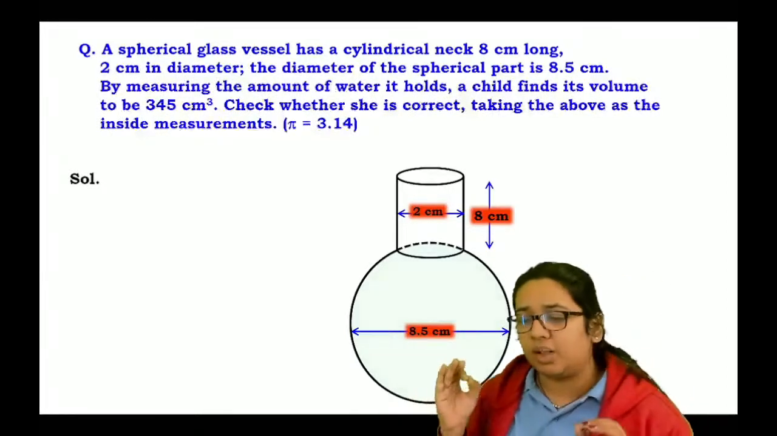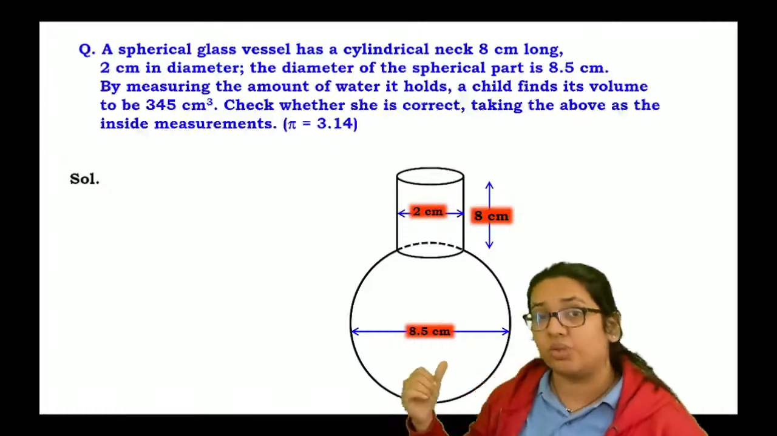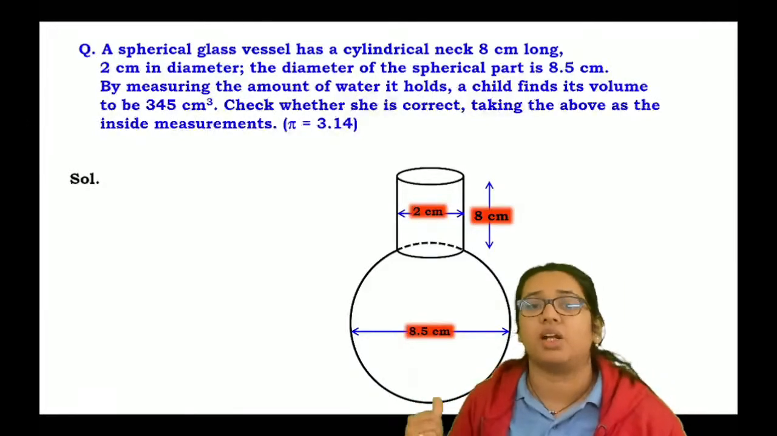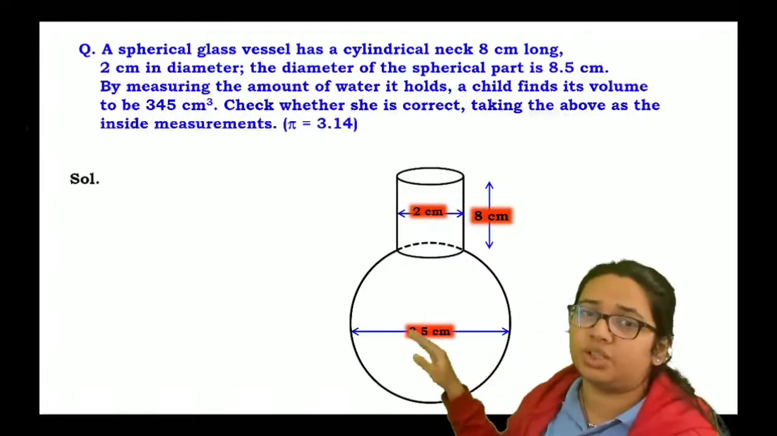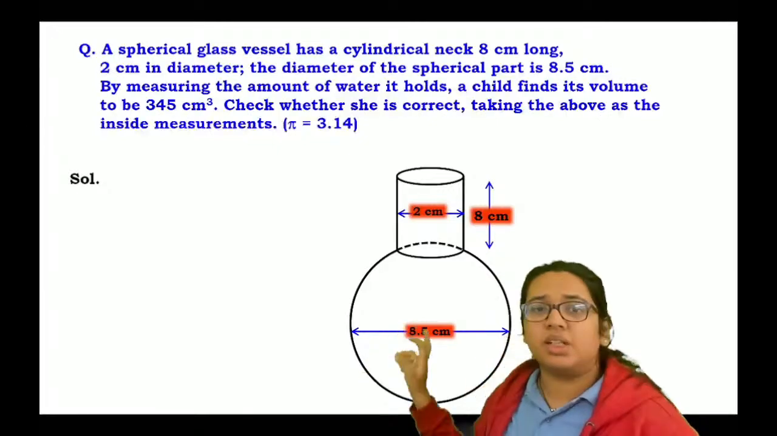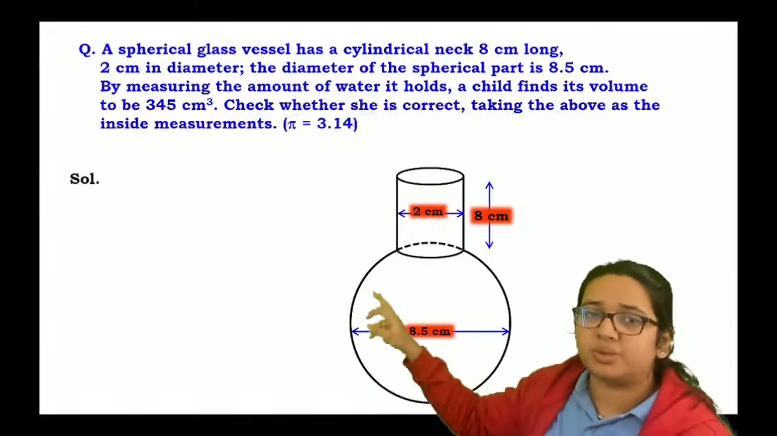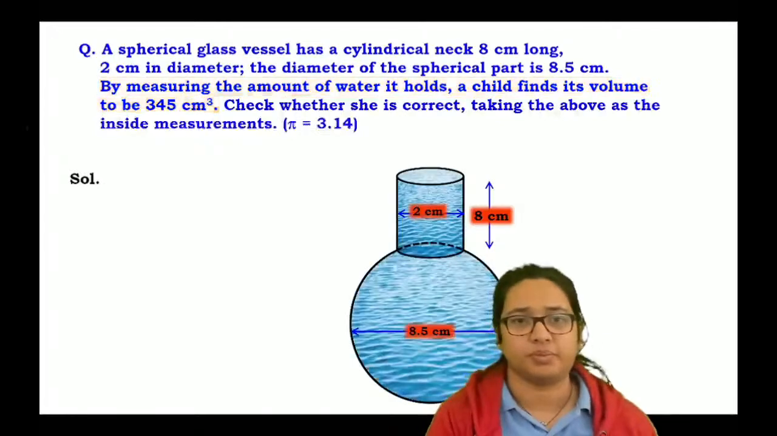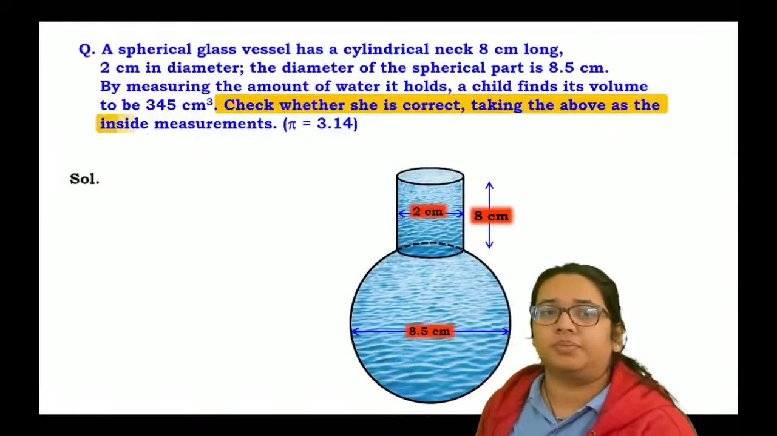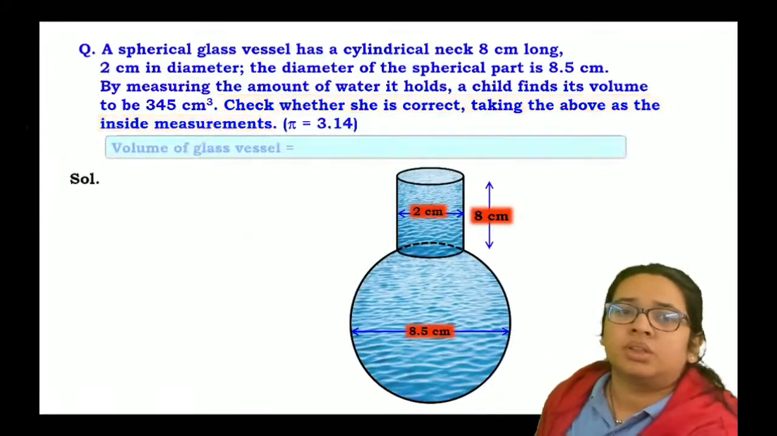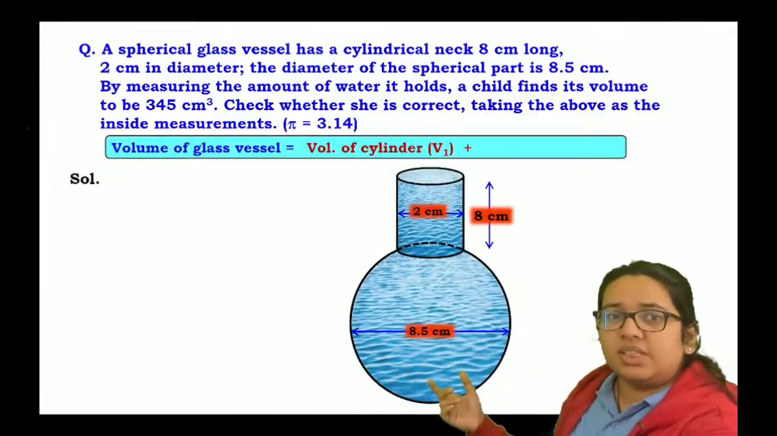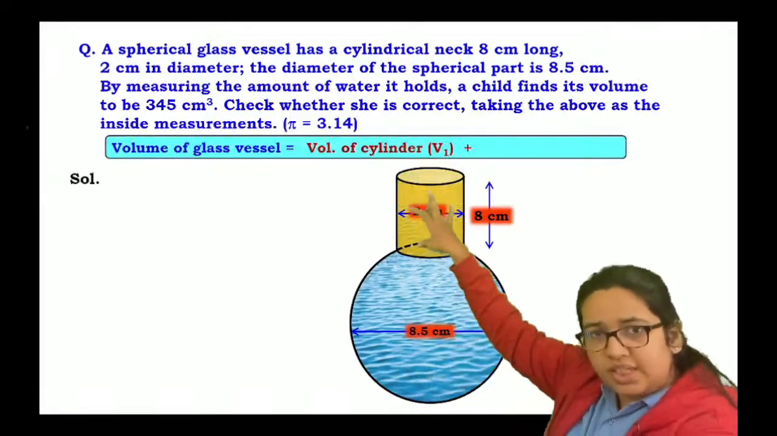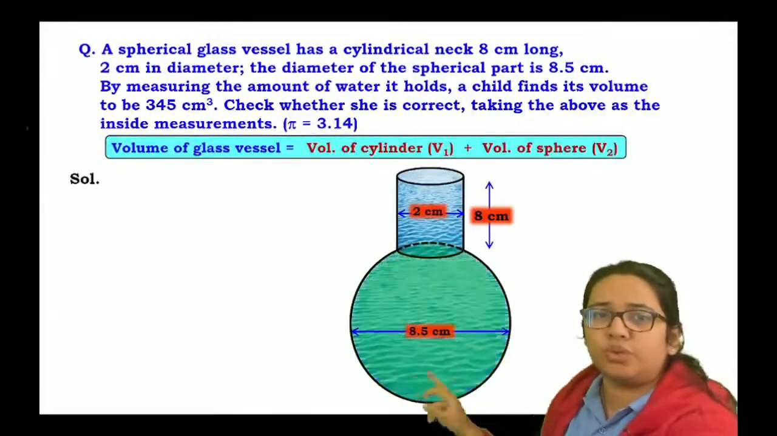So clearly, you understand that in this question we just have to check what will be the volume of this solid. So volume of this solid is nothing but volume of this sphere plus volume of this cylinder. Now, volume of the glass vessel is nothing but volume of the cylinder plus volume of the sphere.